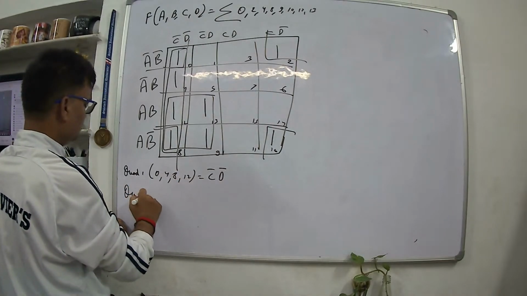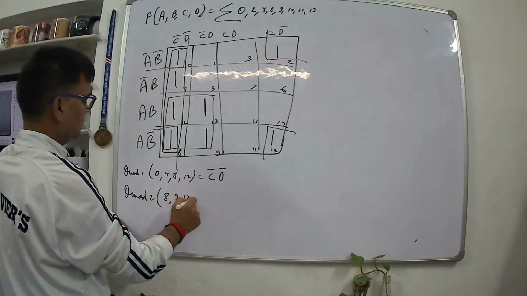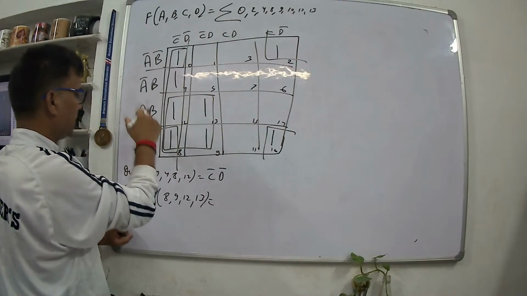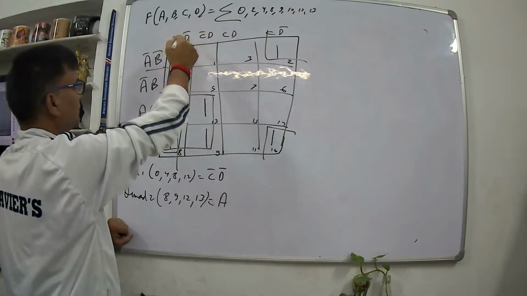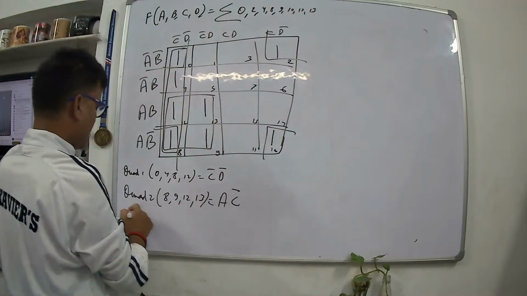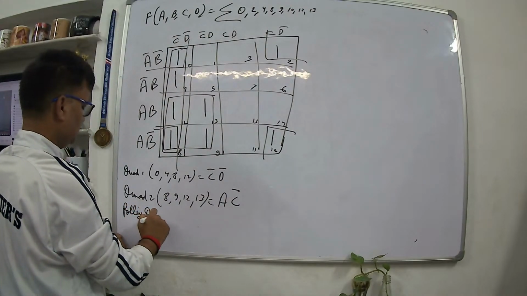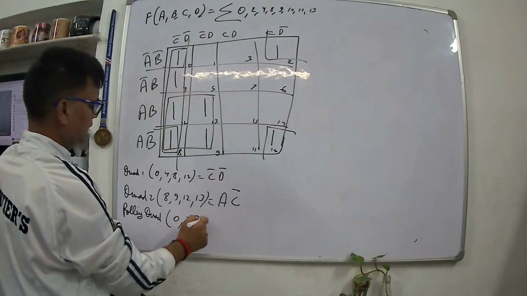Quad 2 between 8, 9, 12, 13. This is equal to B bar cancel here. This side it is A, and here C, D bar cancel here. It is C bar. And again, rolling quad between 0, 2, 8, 10.